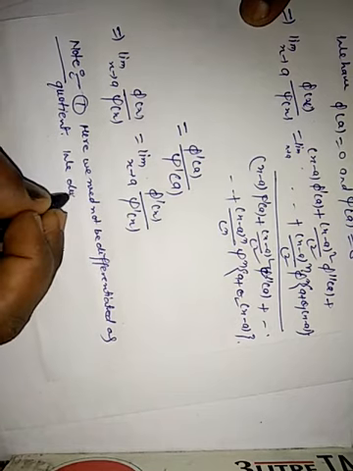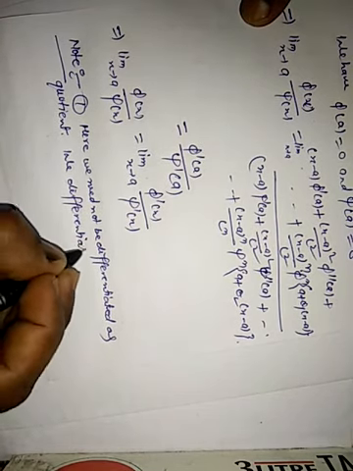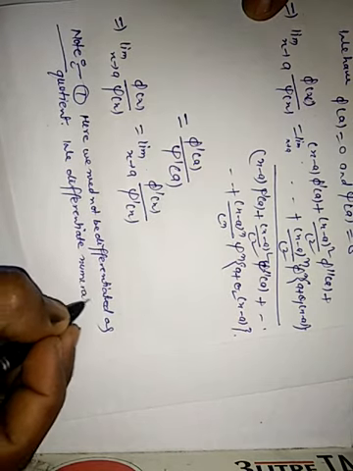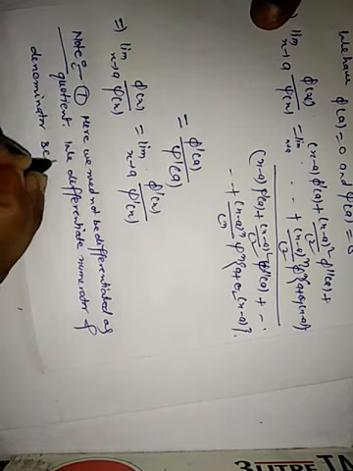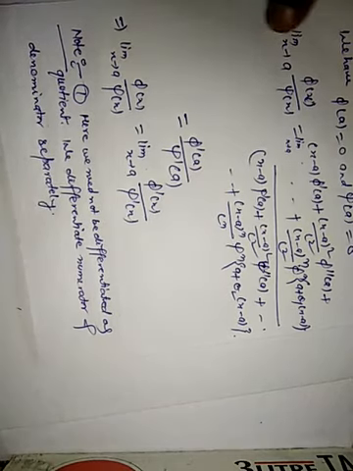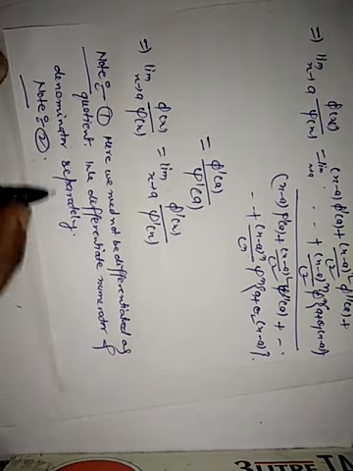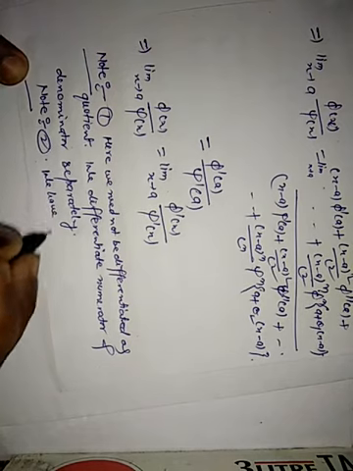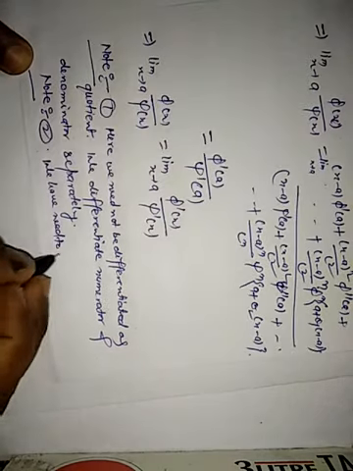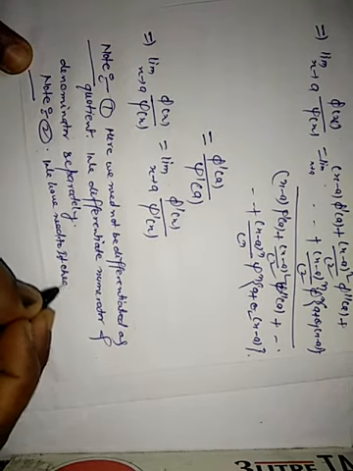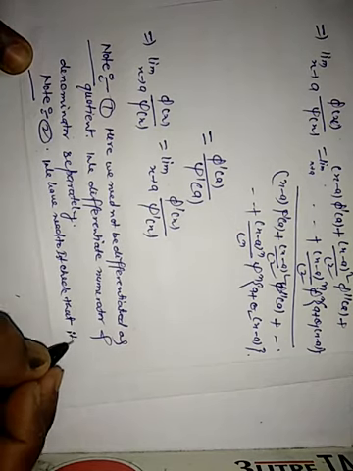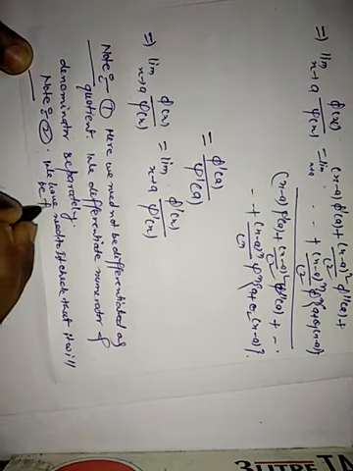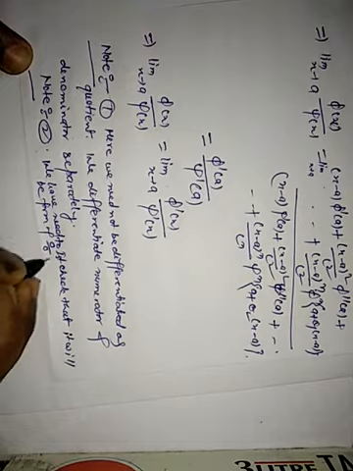We differentiate numerator and denominator separately. Note 2, we need to first check that it will be of the form 0 upon 0.